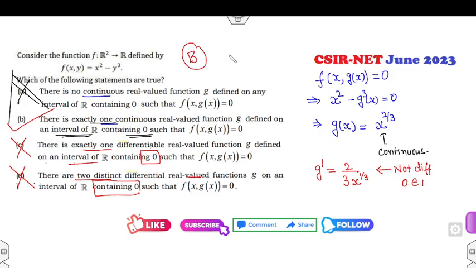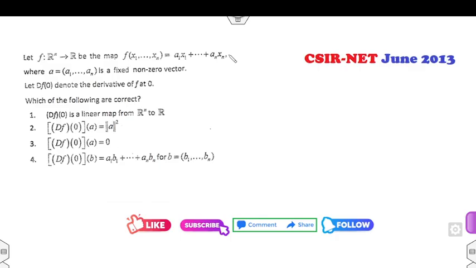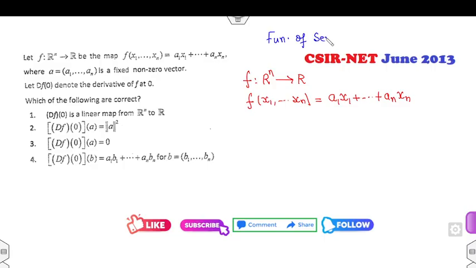You can see that I have explained a very simple approach in this video as well as in the other videos. Now, what is given to you: f is the mapping from Rn to R, defined by f of x1 to xn equal to a1 x1 plus ... plus an xn. That is a question related to functions of several variables. But you can solve it easily. I can choose n as 1. So your mapping will be R to R, defined as f of x equal to ax, where a is a non-zero constant.